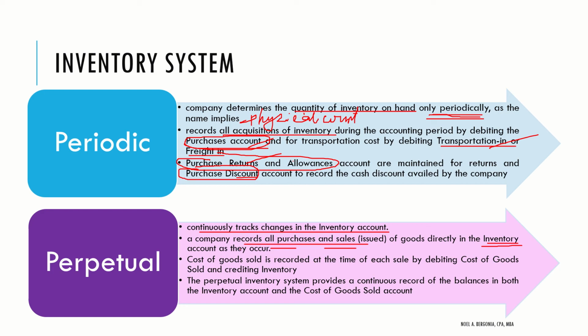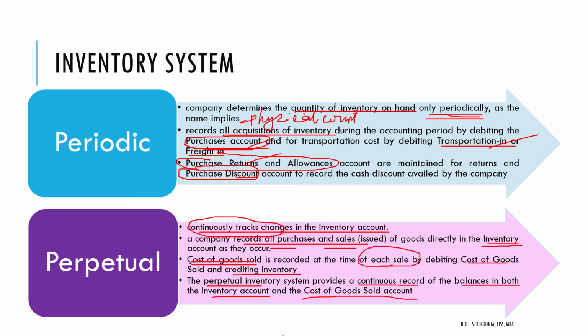Okay? Also, for perpetual inventory system, we record cost of goods sold at the time of sale. 'Di ba kanina nung nag-entry tayo sa sale part, as being the seller, wala naman tayo ibang nakitang entry aside from sales. Pero kapag perpetual po yung ginamit, we will be recording na yung cost of goods sold. Mag-entry po tayo dyan by debiting cost of goods sold and crediting inventory. And finally, the perpetual inventory system has a continuous record of the balances ng inventory at saka cost of goods sold. Dahil nga po naka-monitor po tayo, we continuously track the changes.